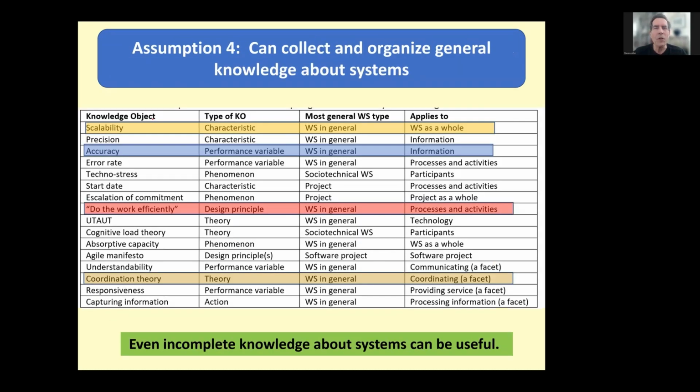The fourth assumption is that it's possible to gather ideas related to every part of a work system and every facet. For example, scalability is a kind of characteristic that's related to work systems in general. Accuracy is a kind of performance variable that's related to information. Do the work efficiently is a design principle that's related to processes and activities. Coordination theory is a kind of theory that's related to coordinating, which is a facet of work systems.